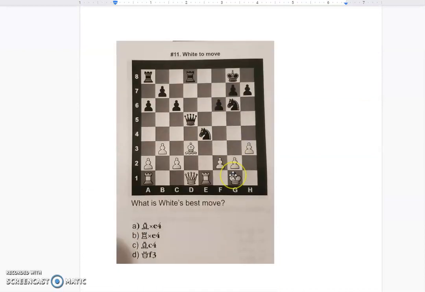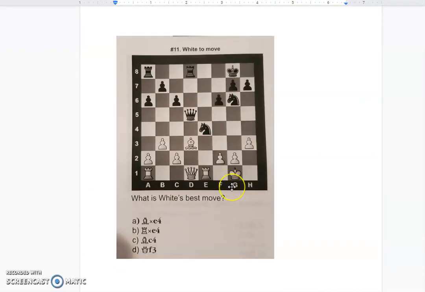So let me show an example of what this stuff means. This is how they're normally set up. Above the board, it'll say the question number and what's going on. White to move means it's white's turn to move. Sometimes it's black to move. Here's the situation, and it says, what is white's best move? And then we have 4 answer options.